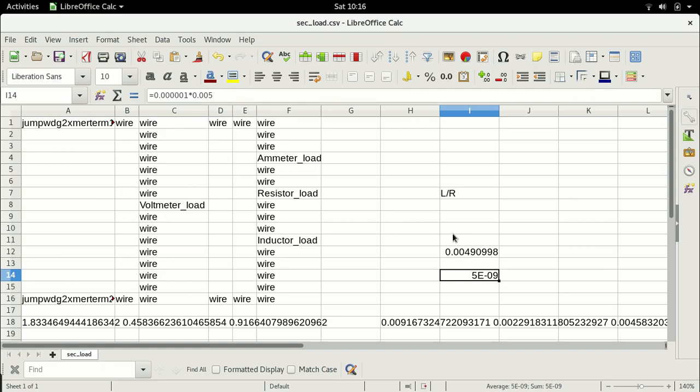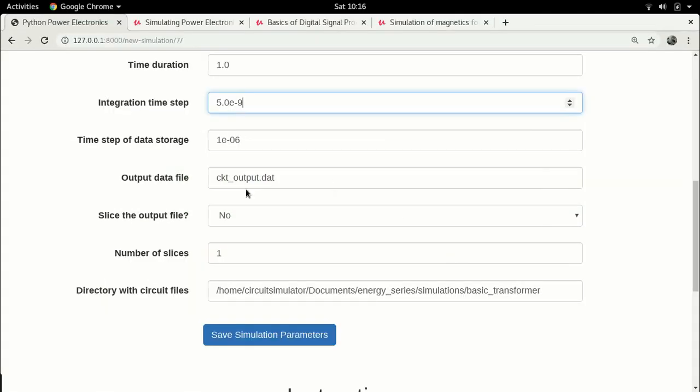And therefore, if we have to simulate the system, our integration time step has to also decrease by this same factor, which resulted in this integration time step. So let's go back and change this. Now, you do not have to change it that much, but I still prefer to keep the time step of data storage the same, right? This is totally up to you.